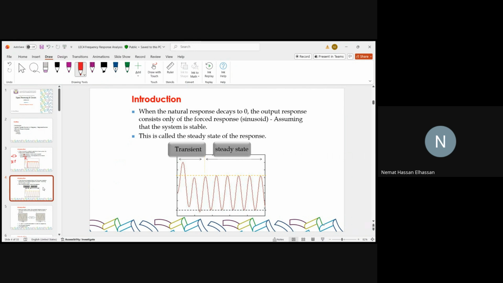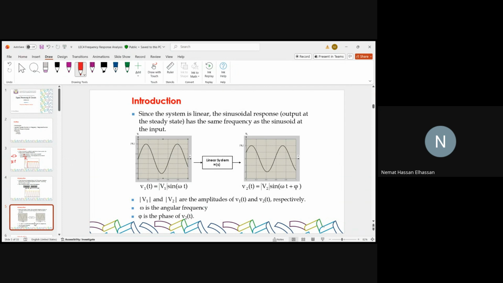We also said that the natural response is called the transient because it happens initially in a transient time frame. The forced response is the steady state response, or the static value of the output. So we call that the steady state. We discussed these last week.